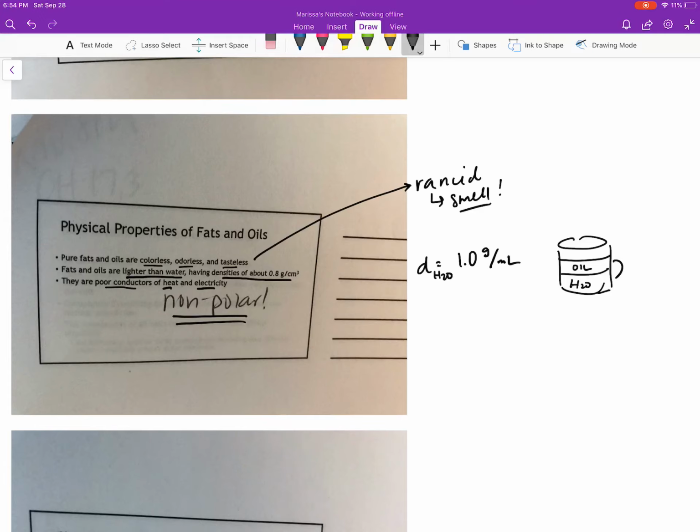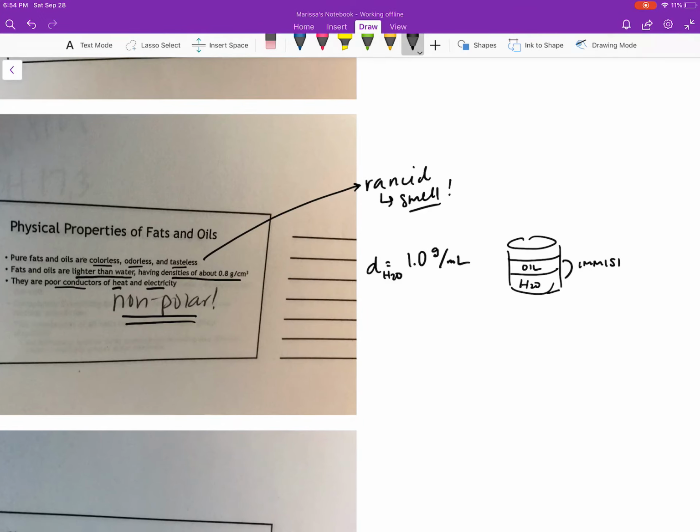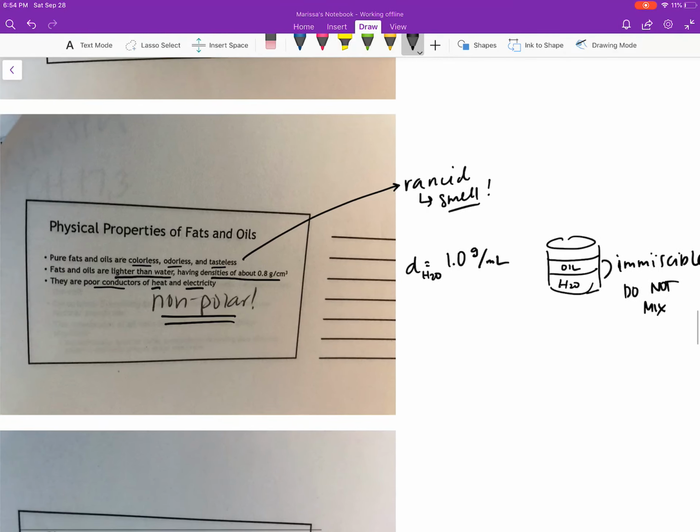Hence why we see that these tend to be what's called immiscible, meaning they do not mix.